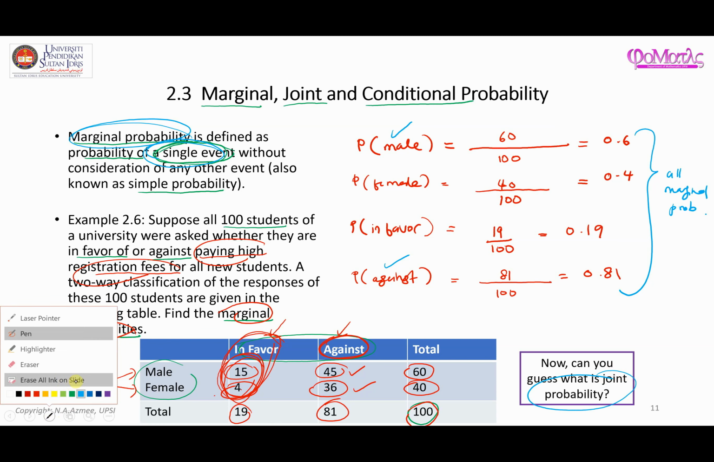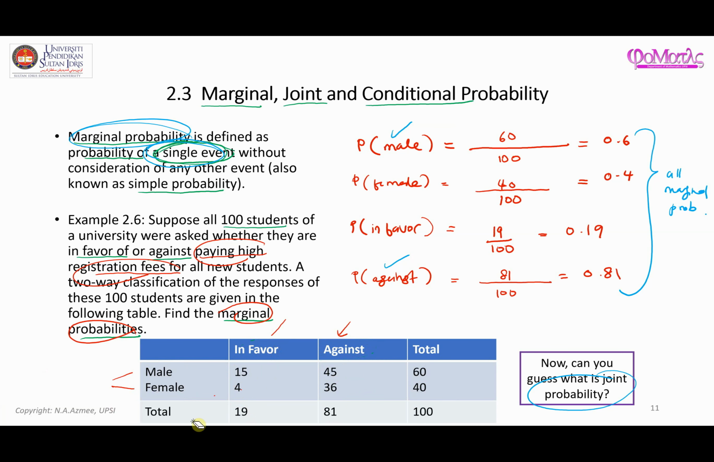So I'm just going to erase all ink on the slide, or maybe just this part. Okay, hang on.